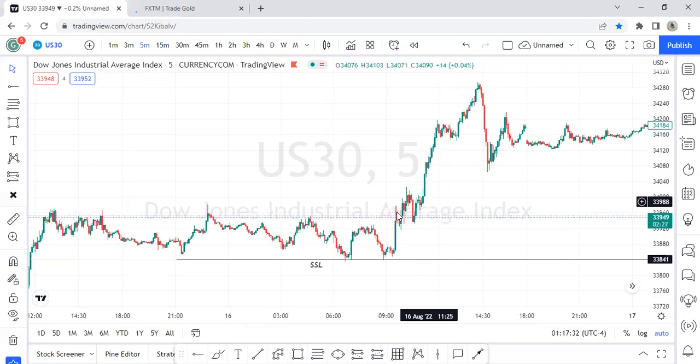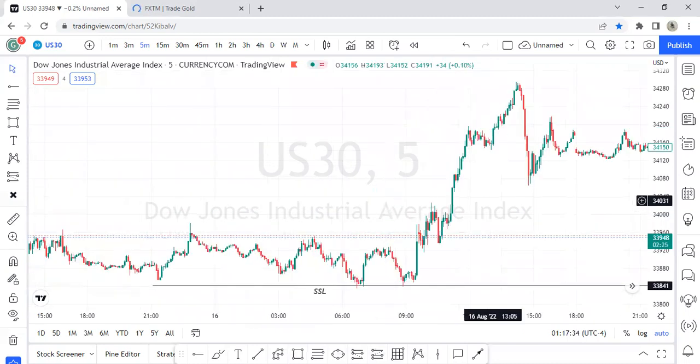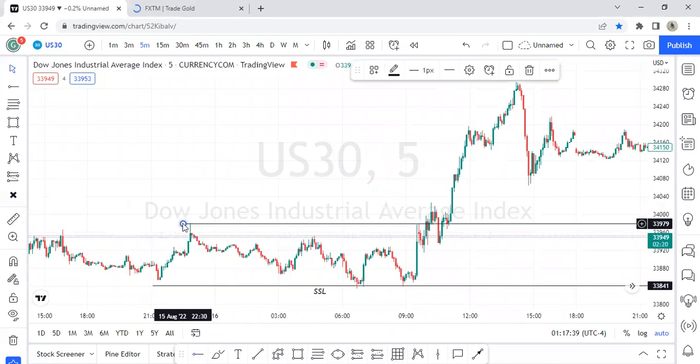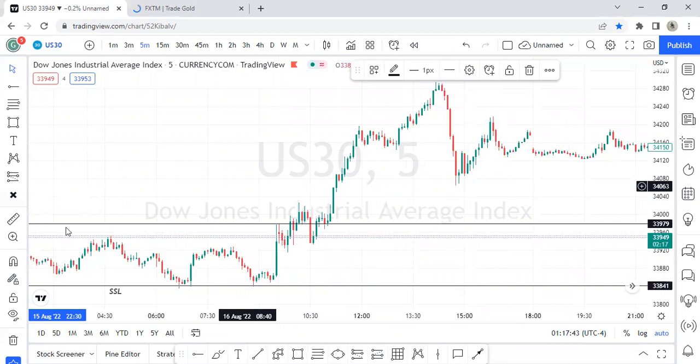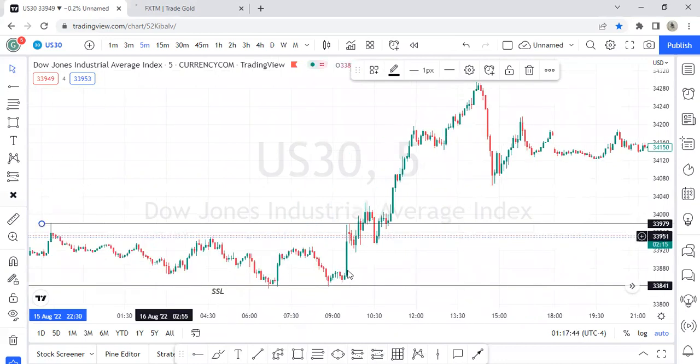Now, if you are looking at this, let us just be hypothetical. If you're looking at this as your sell side liquidity, look at this. Look at what happened there. Price went above. Did it break through? Nope. Was there a short-term break? There was no short-term break because this significant low was not broken. So we wouldn't have taken this trade, right?